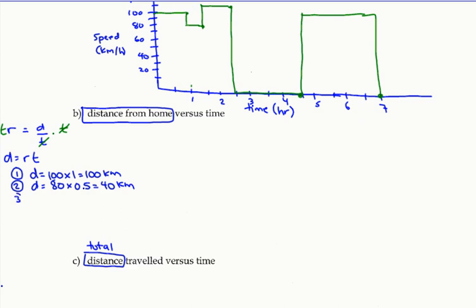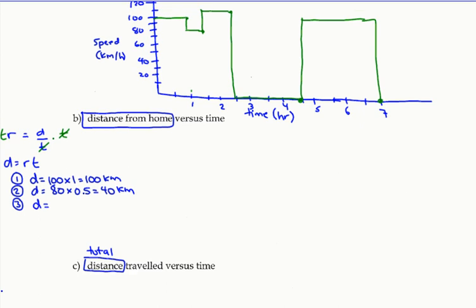The third interval, what speed was she driving at? The third interval above. 110 kilometers for how long? 1 hour, so what's her distance? 110 kilometers. So what's the total distance she traveled then, up till when she got to her meeting? 250. 100 plus 40 plus 110 was 250 kilometers.